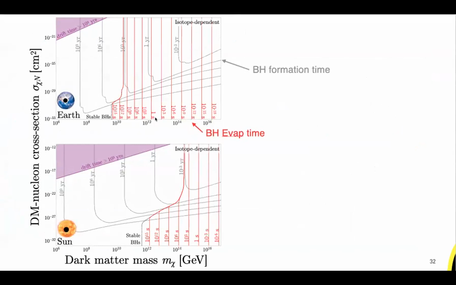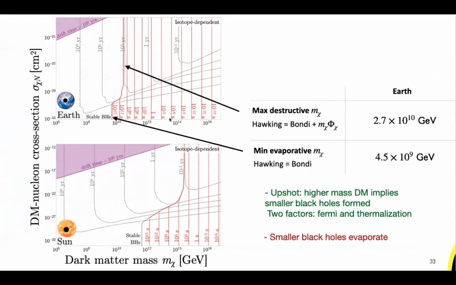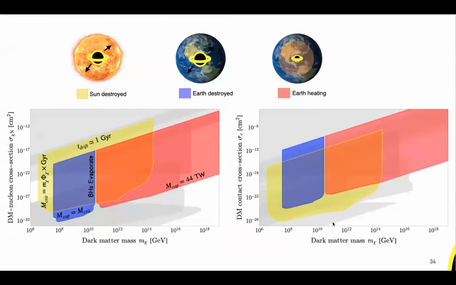The black hole evaporation time can also be parameterized in terms of the mass of the dark matter and the cross section of the dark matter, because that will determine what size black hole you make. The upshot really is just that higher mass dark matter implies smaller black holes because you have less Fermi degeneracy pressure and you thermalize into a smaller region inside your planet or your star. And the other thing you need to know is that if you have a smaller black hole, it's going to evaporate.